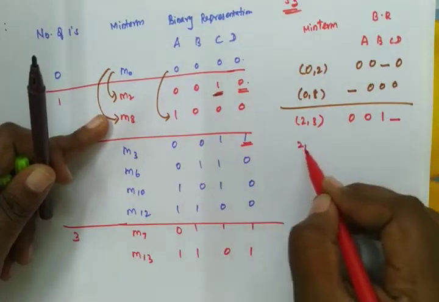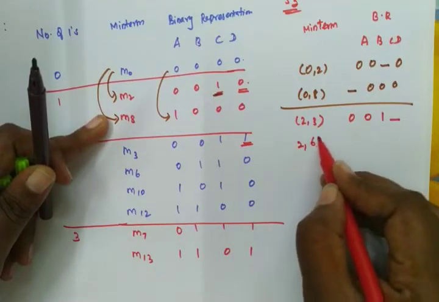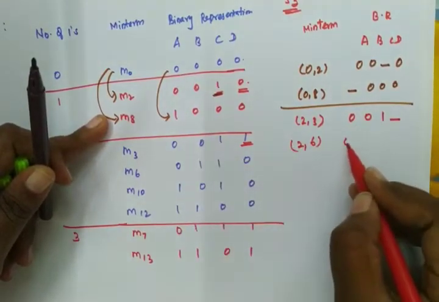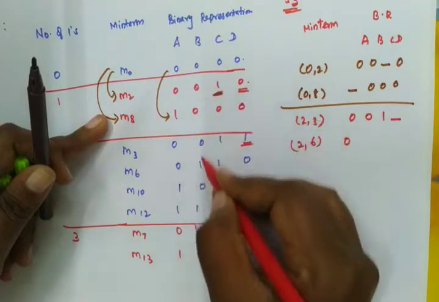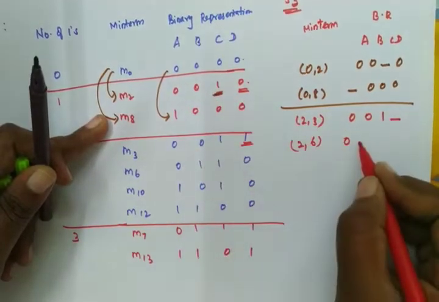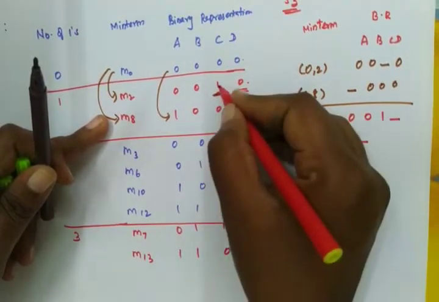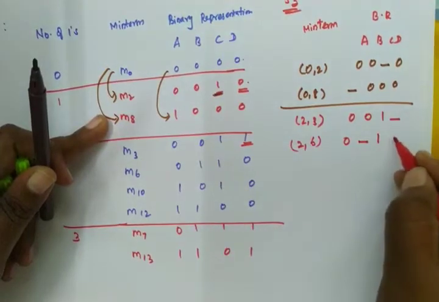Now 2, 6. Compare this 2, 6, 0. Then here 0 is changed to 1, dash. This 2 bits are 1, then 0.